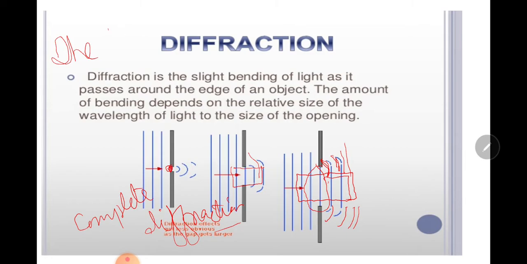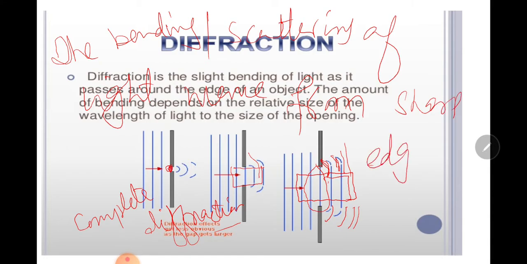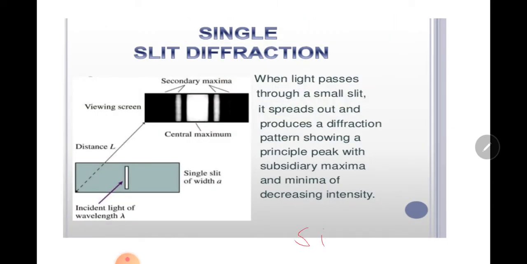So, the diffraction phenomenon is the bending and scattering of light waves from sharp edges or sharp corners. If the size of the slit is equal to the wavelength or less than the wavelength, then the diffraction phenomenon will be dominant. It produces a color pattern.